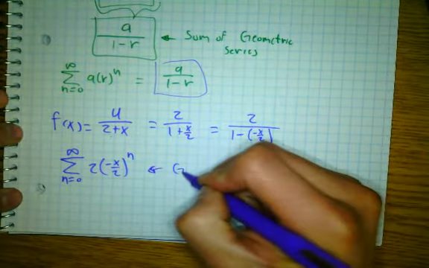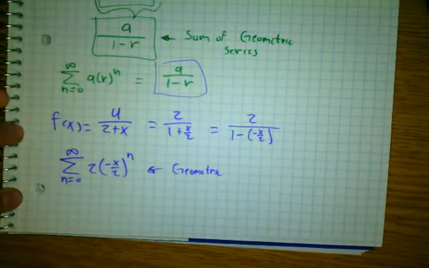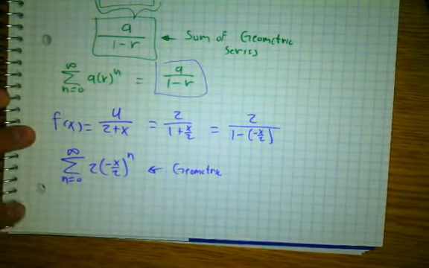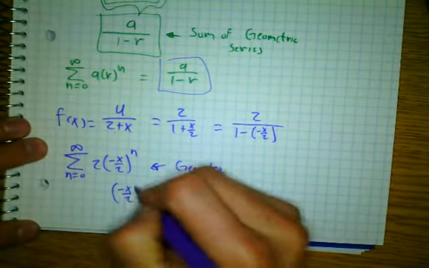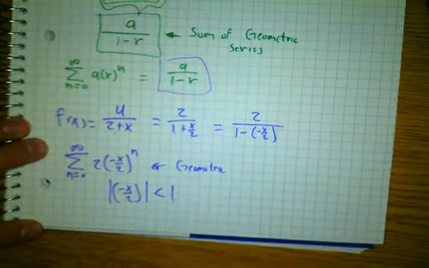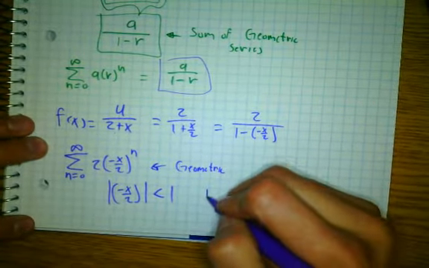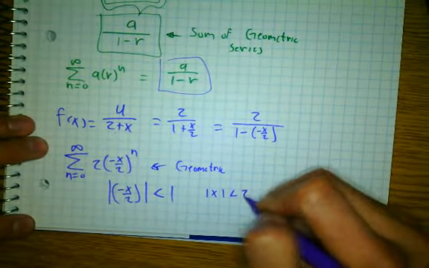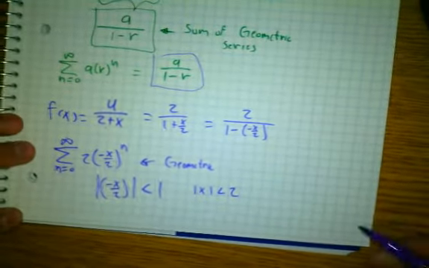Well, isn't this geometric? And in order for a geometric to converge, the rate has to be less than 1. So what in here represents the rate? Has to be less than 1, right? So what does that mean? X has to be less than 2. Where are we centered? We're centered at 0. So this is geometric. What's your interval of convergence?